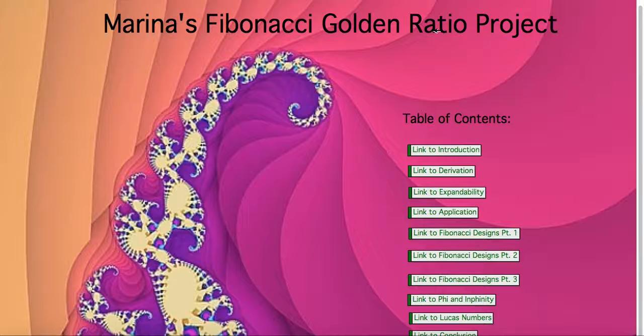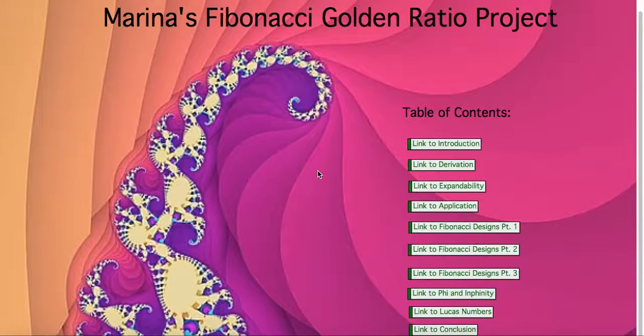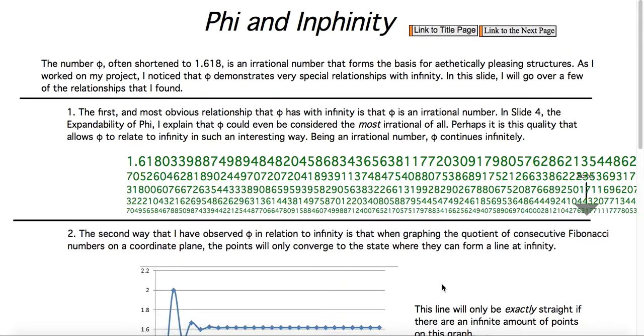This is a project that I did in ninth grade on the golden ratio and its connections to Fibonacci. So it talks about the number phi, which is often shortened to 1.618, which is an irrational number that forms the basis of aesthetically pleasing structures. So I studied the relationships between phi and infinity and created this GSP portfolio.